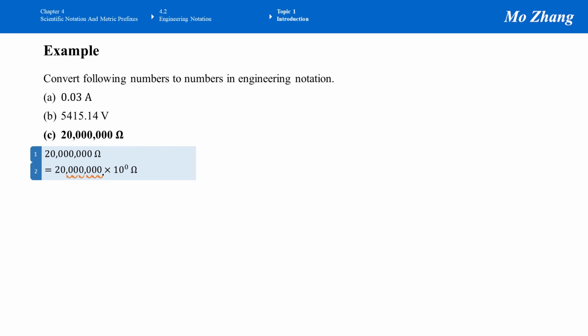If we move the decimal point to the left 6 times, this 20 million is reduced to 20. Because we move the decimal point to the left 6 times, we do the opposite operation for the exponent, add a 6 to it. So at the end, the answer is 20.00 times 10 to the power 6 ohm. For this course, unless additionally specified, we just keep 2 digits after the decimal point.